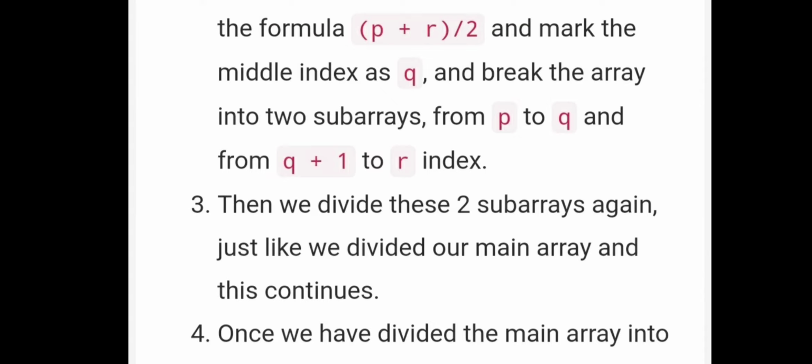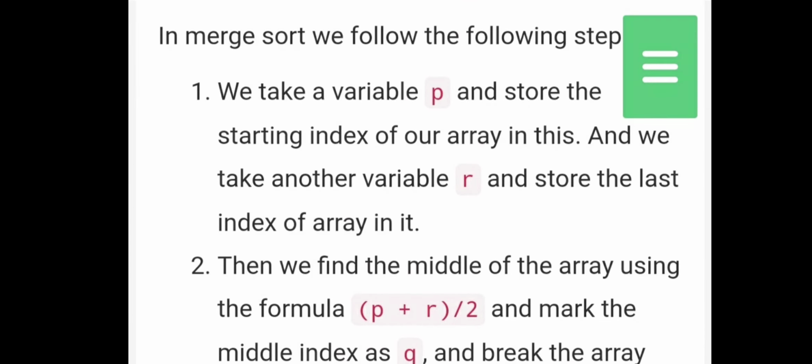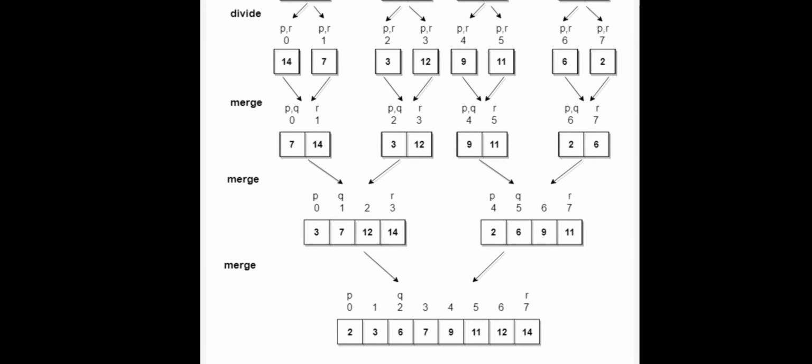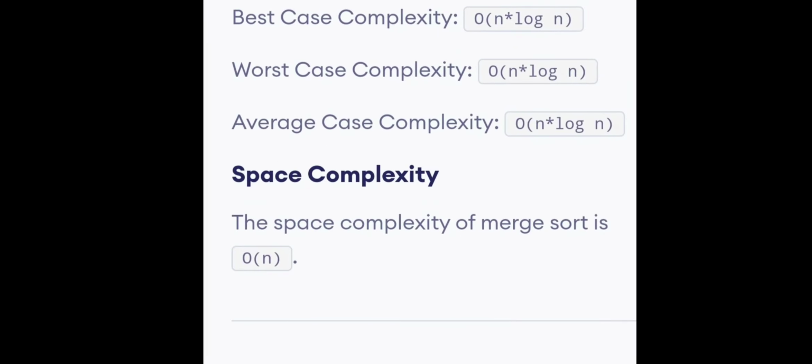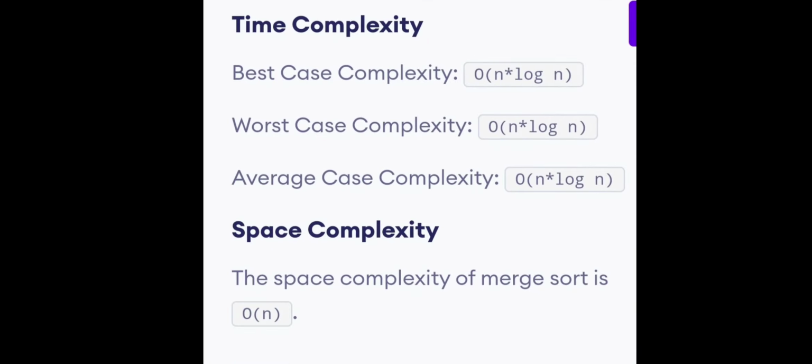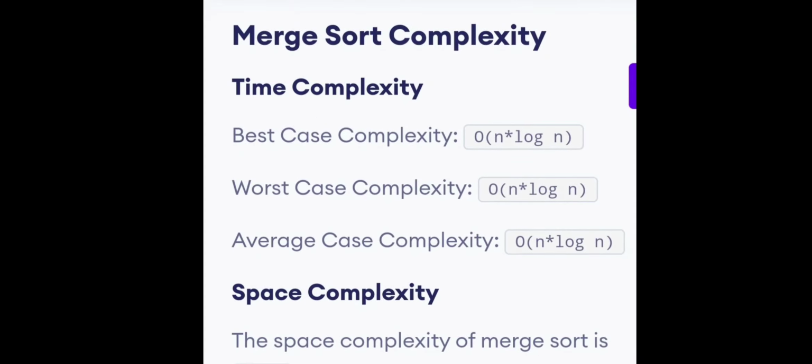This is the process of whatever we have done in this example. Thus here we have to follow some procedure. The procedure is the same. See, merge sort time complexities. Best case time complexity is order of n log n, worst case complexity is order of n log n, and average case time complexity is also order of n log n. So the time complexity for merge sort in all the cases, that is best, worst and average case, is order of n log n.